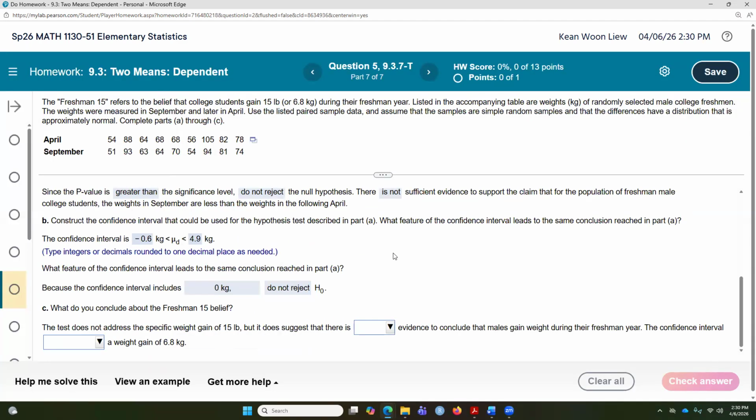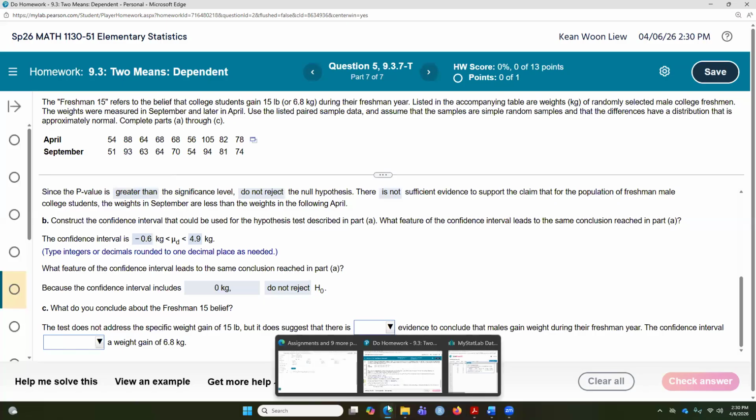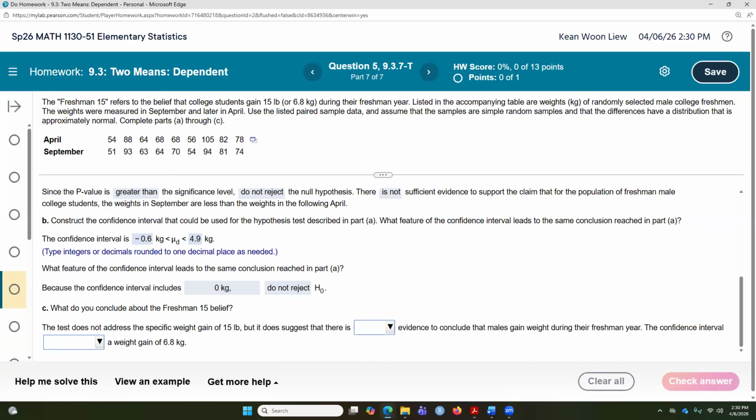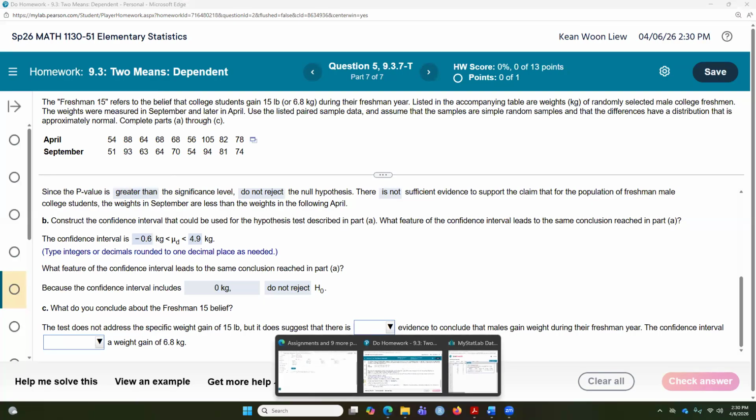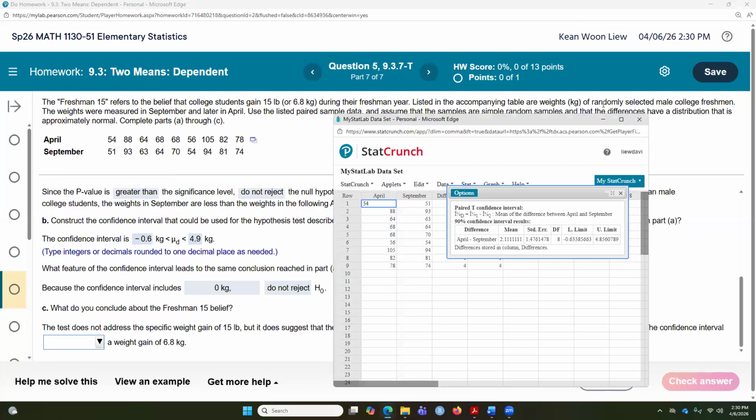Okay, so this is how we do your homework using StatCrunch. Please do not use the formula, because the formula to do all this work is horrible. So please do not do that. Please use StatCrunch.